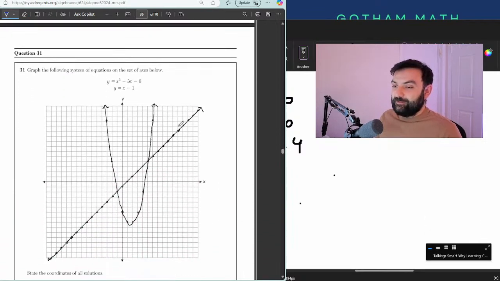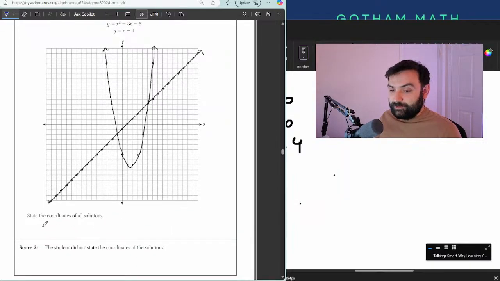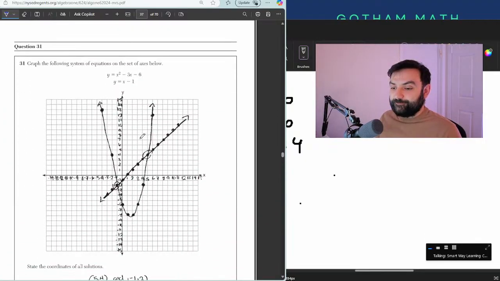All right. No functions on the graphs. Arrows, yes. No solutions. Just ignore it completely. All you had to do is just state the coordinates of the intersection. All right. Oof. Okay, what is that? 5, 4, yes. -1, -2, yes. Arrows, yes.